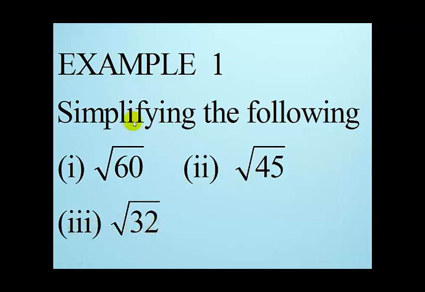Now we are asked to simplify the following sets. Let's look at how best we can solve this problem. These are all called sets because when we take the square root of 60, the answer is decimal. When we take the square root of 45, the answer is also decimal. Similarly, when we take the square root of 32, the answer is a decimal. And because the answers do not give us whole numbers, we say they are sets because they cannot be expressed as a quotient of 2 integers. Now let's look at the solution to this problem in example 1.